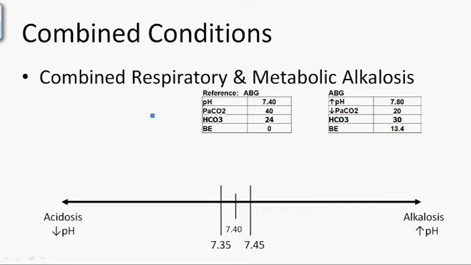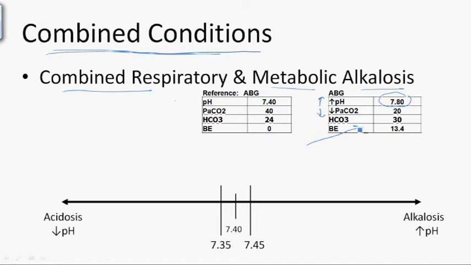So the next condition we're going to talk about is again a combined condition. In combined conditions, we notice that our arrows go in the same direction. Both our respiratory and metabolic arrows go in the same direction when we look at vectors. So this time we're going to talk about a combined respiratory and metabolic alkalosis. Clearly we're going to have an alkalotic pH because we're talking about an alkalosis, and we've got a decrease in CO2 and an increase in pH.